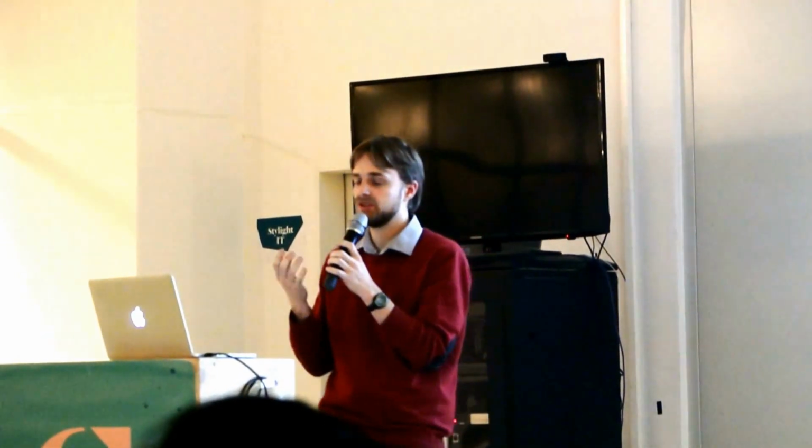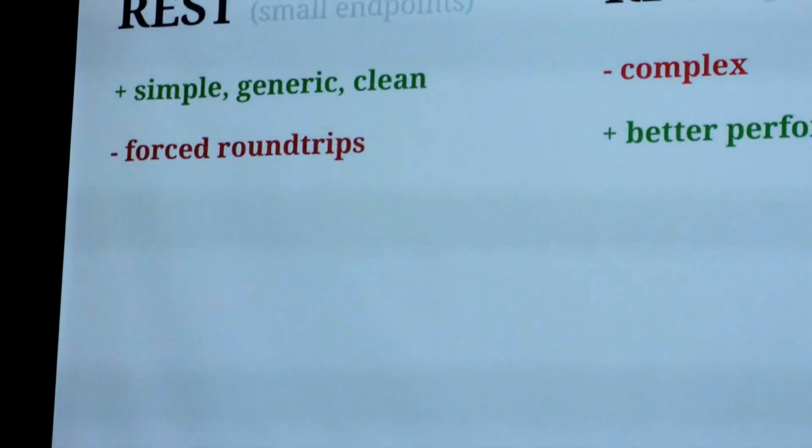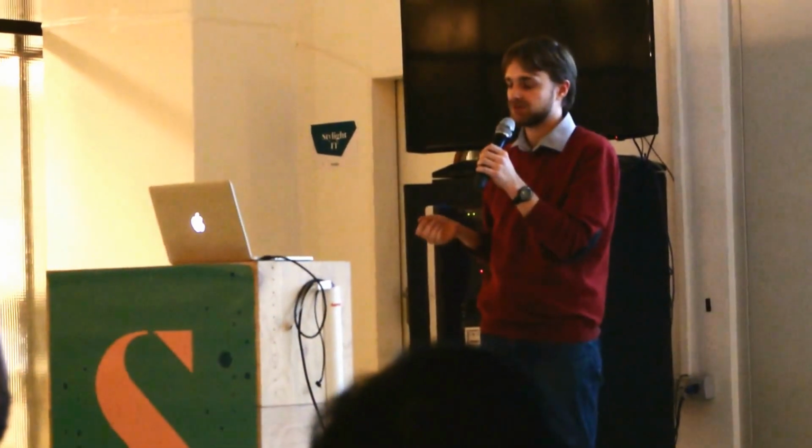But anyway, REST APIs are simple, generally clean. RPC APIs are often complex. REST APIs have forced round trips, which means when I ask for some piece of data, usually I don't get the related data. And if I do, then I get just some amount of this related data, and then I get the answer back, and then I have to send one more request to get some other piece of data back. And this seems, well, unavoidable in large applications.